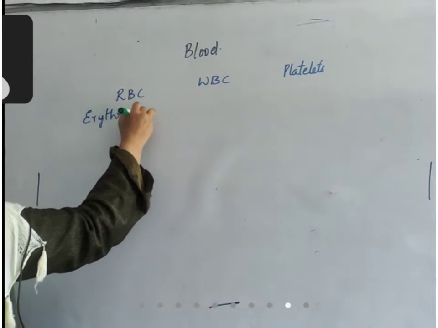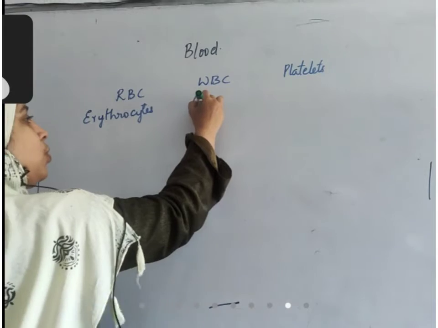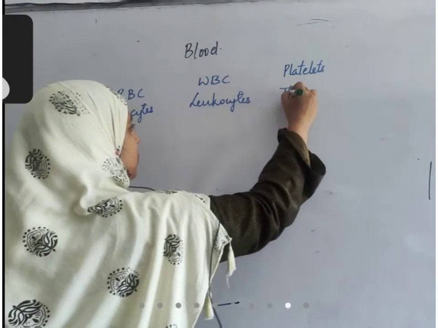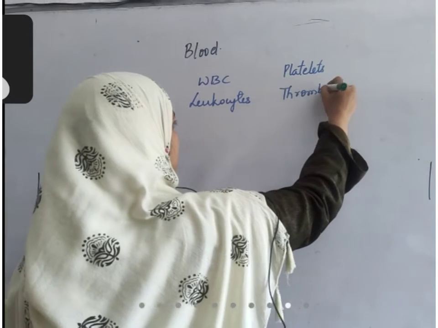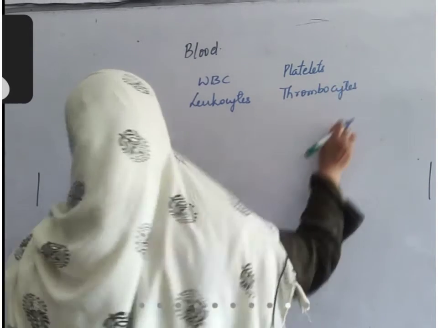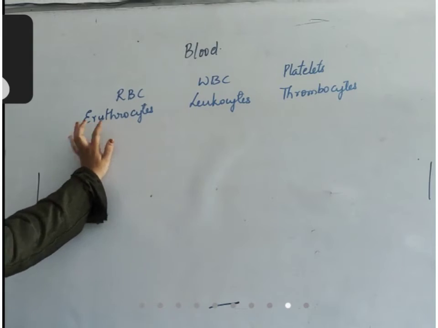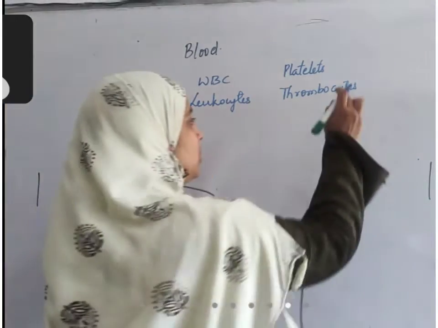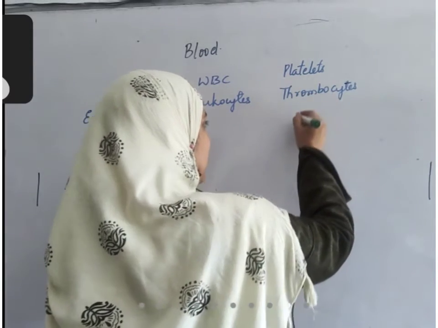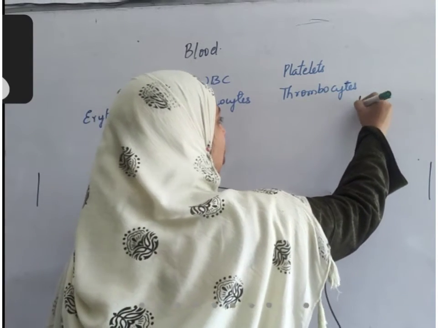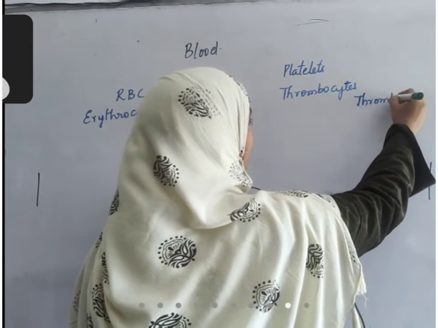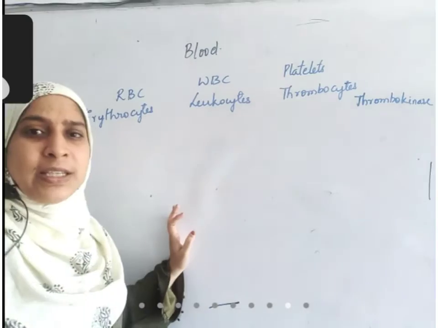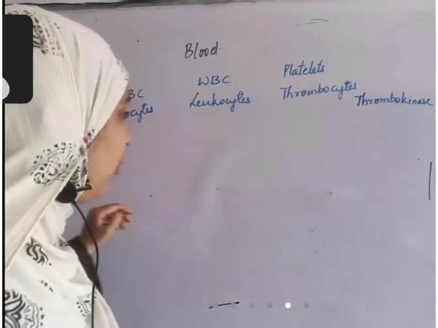Erythrocytes, leukocytes, thrombocytes. Erythrocytes because they are red in color, leukocytes because they are white in color. Thrombocytes, why are they called thrombocytes? Because the main enzyme in these is thrombokinase. Thrombokinase is a very important enzyme that helps in clotting of blood.